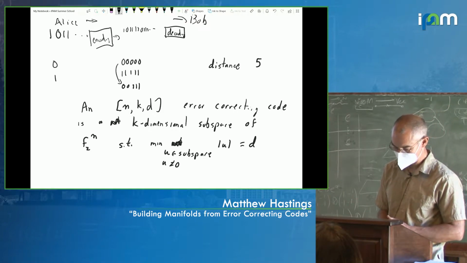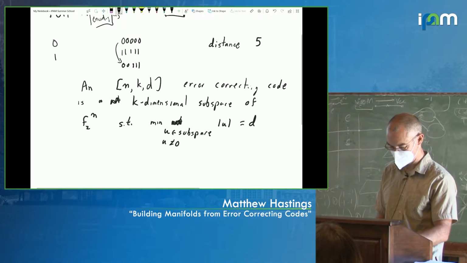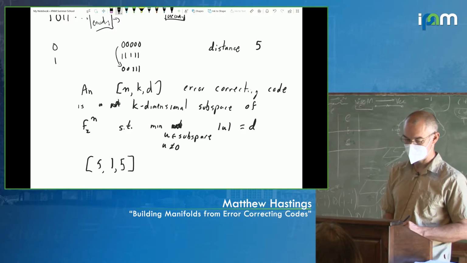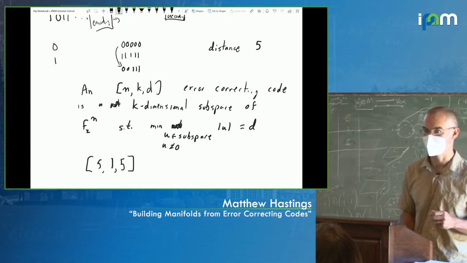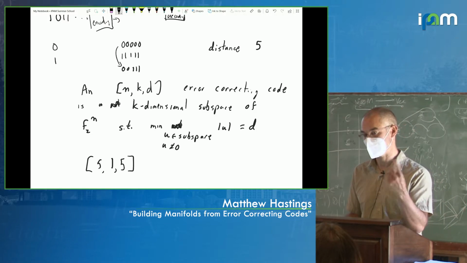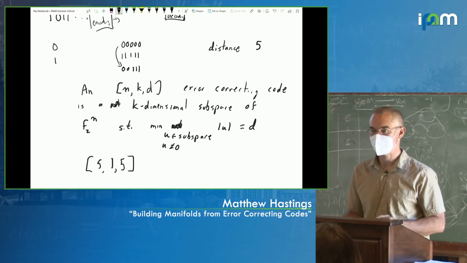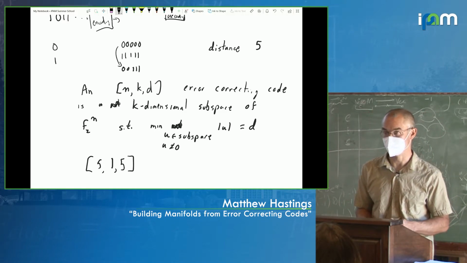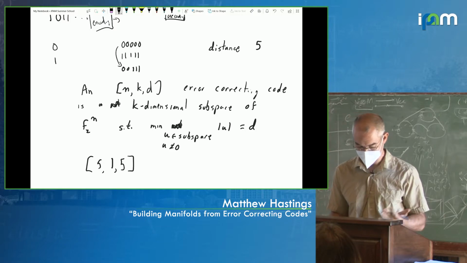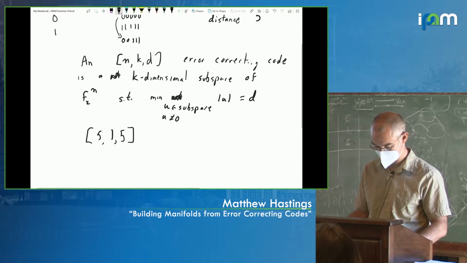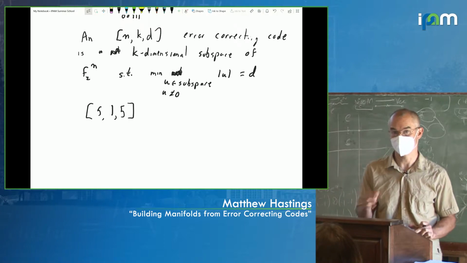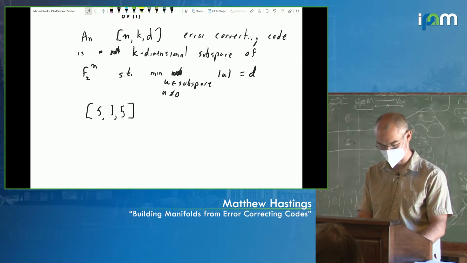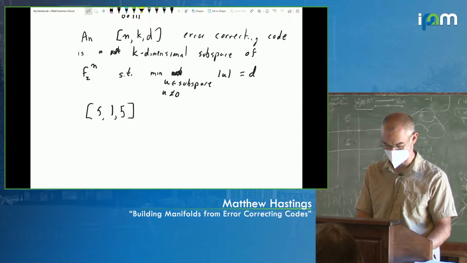So in this case, this code that I've written here, this repetition code, is a [5, 1, 5] code. The subspace is spanned just by 1, 1, 1, 1, 1. The all-0 vector is in the subspace, but its weight is 0. The minimum over u in the subspace that are non-zero is 5. So that's what a classical error-correcting code is. And this k is the number of bits of information that Alice can send through the code. A quantum error-correcting code.